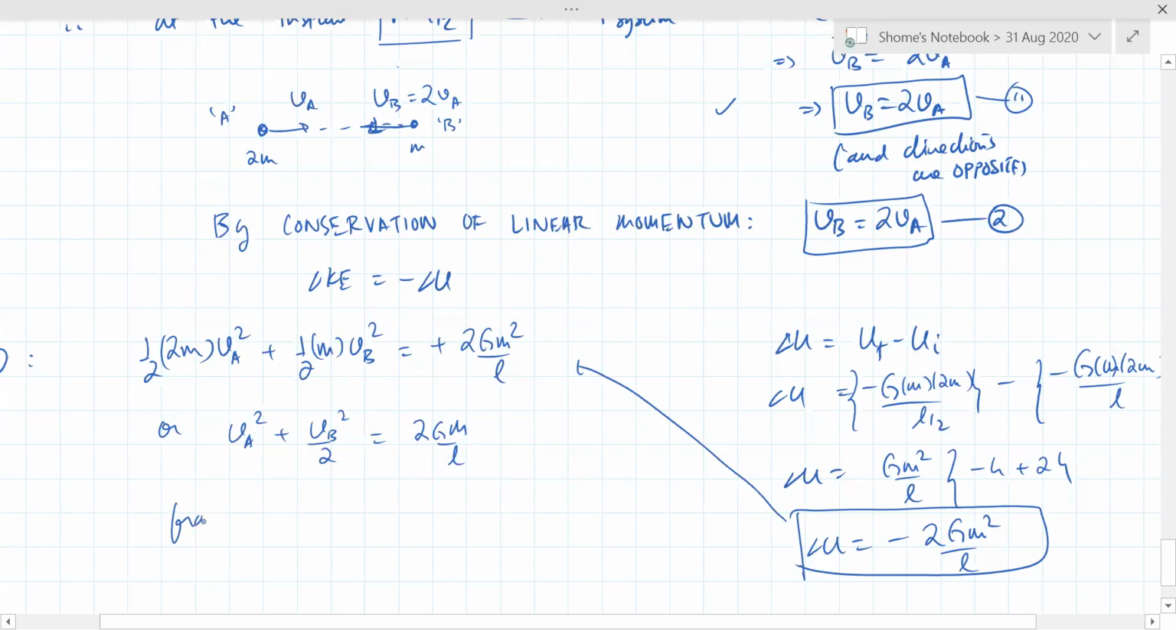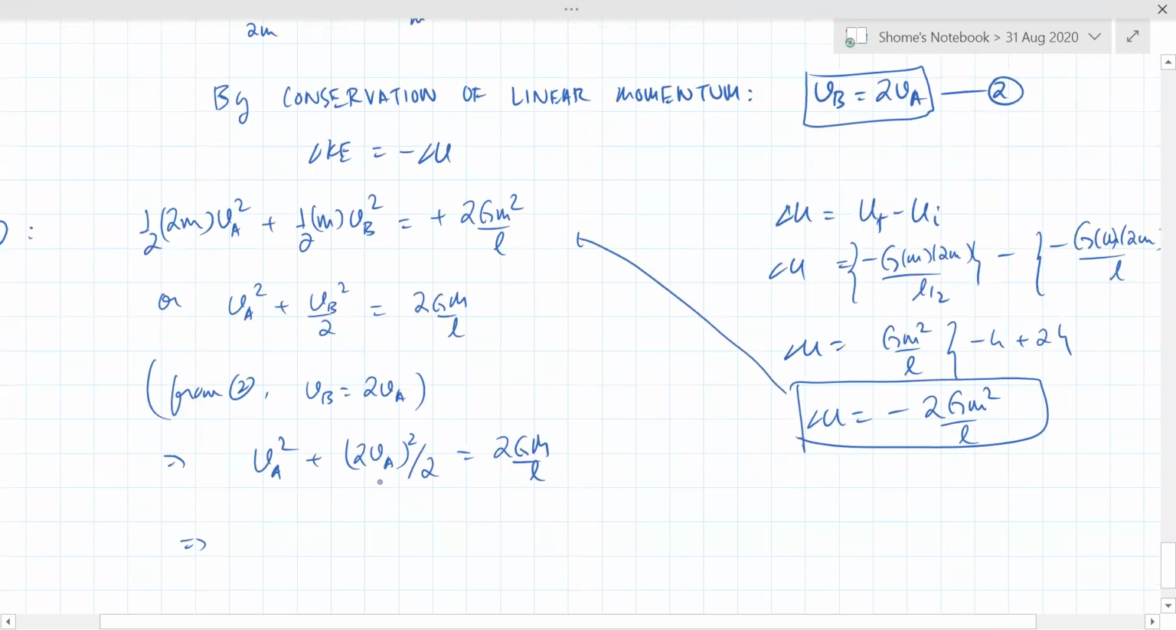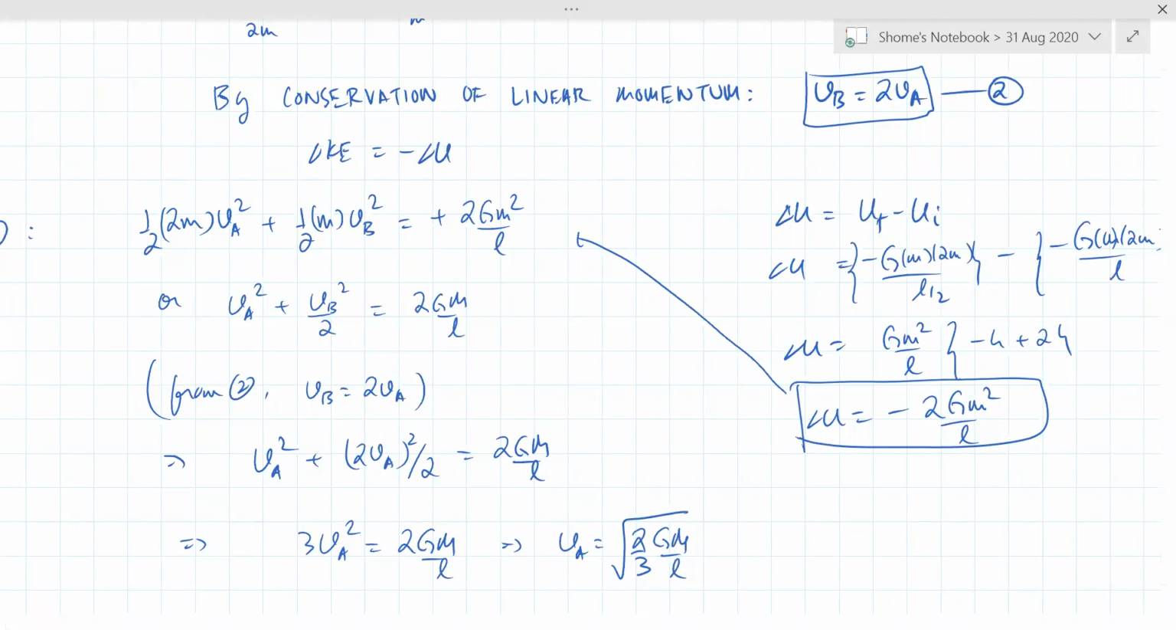Now, from equation 2, Vb is equal to 2 times Va. So therefore, Va square plus this, so this is becoming how much? 3 times Va square is equal to 2 G m by L. So Va we can write as square root of 2 by 3 G m by L.